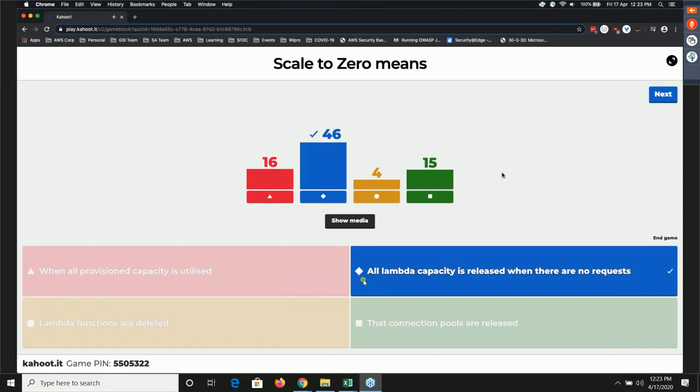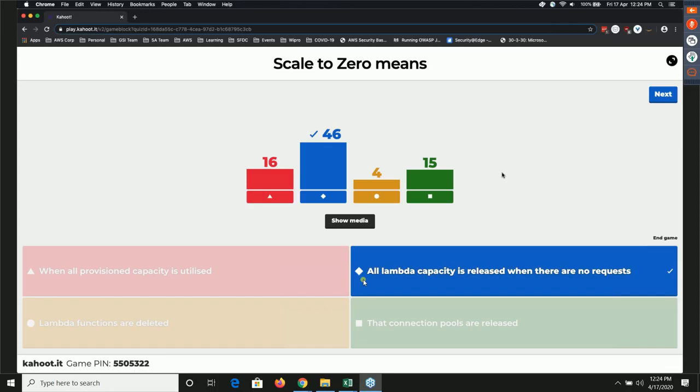So 46 people said Lambda capacity is released. Awesome. That is great. 16 people said when all provision capacity is utilized. No, that is not the case. Scale to 0 simply means that there are no resources being used because there is no requests coming in. Again, function of having event-driven architecture, right? And event-driven plus serverless, it just means that you only use when you need it, right? Lambda functions deleted? Definitely not. There are no instances, but the functions themselves are in the system, right?